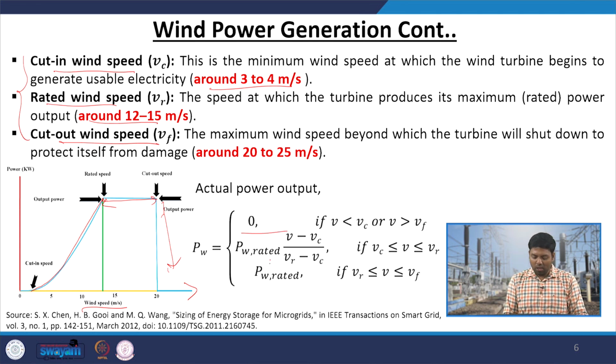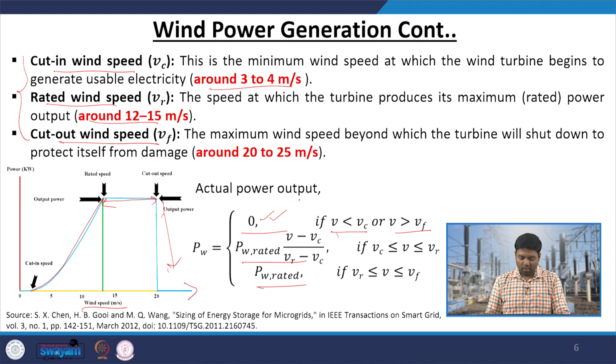So, the same thing we have represented here in the mathematical form, that if the speed is lesser than cut-in speed or more than cut-out speed, then your output power is 0. If it is within the range of cut-in to the rated, then it will have a linear variation, and if it is within the rated and the cutout, then you will have the rated amount of power.